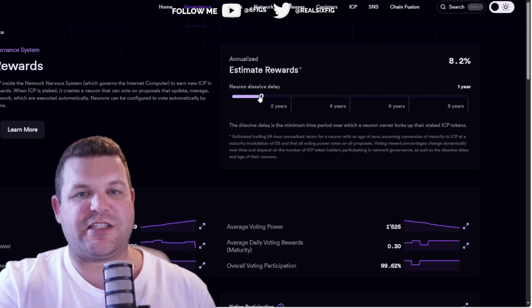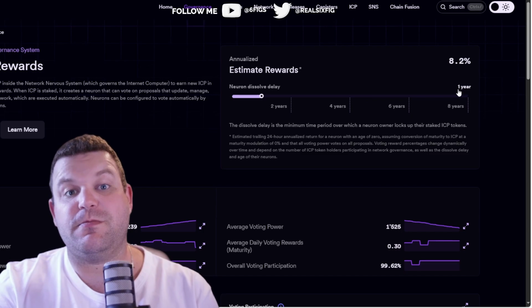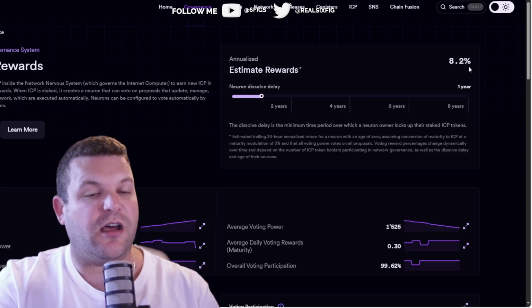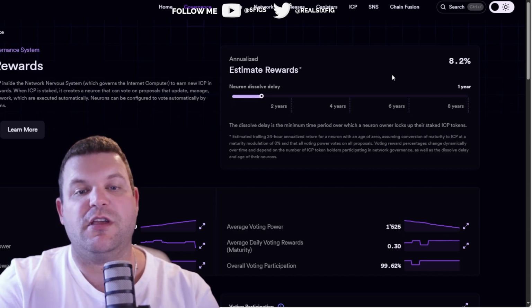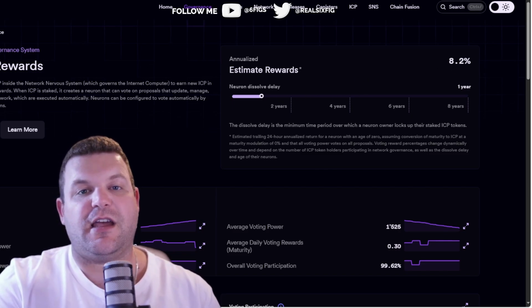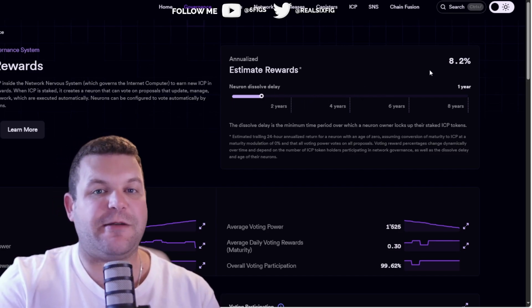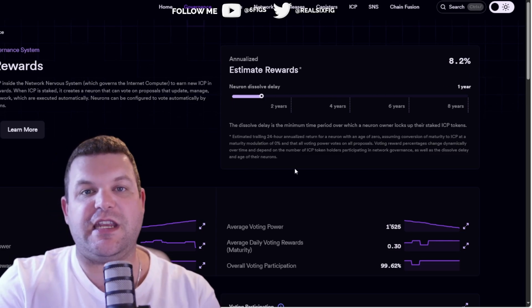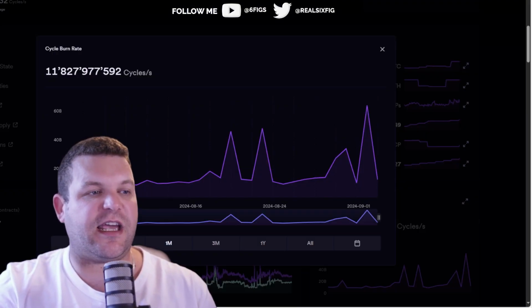And when it comes down to it, in order to figure out what ICP would need to do, let's just say within the next year, ICP would need to basically burn 8.2% of the supply just to remain neutral. And we would really need to see cycles being burnt at least 8.3% of the annualized rewards to see any reversal in inflation.